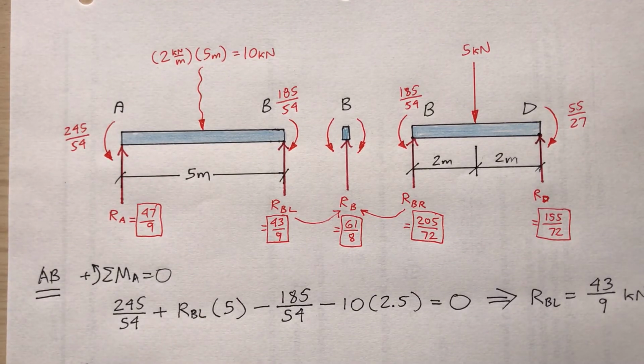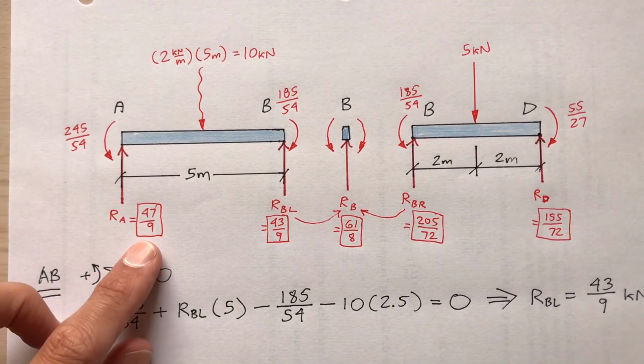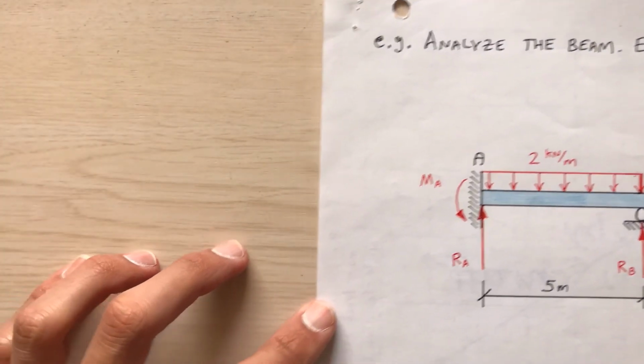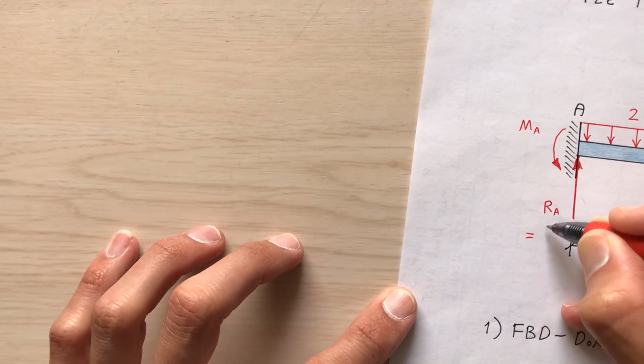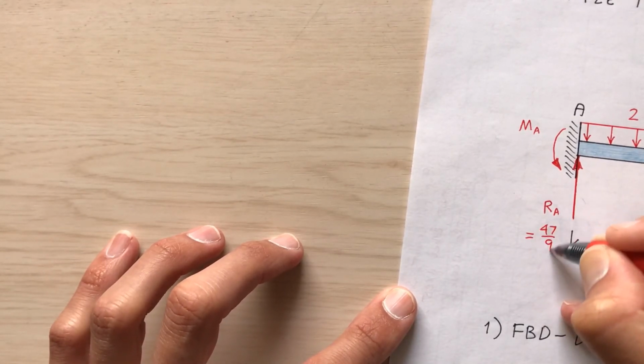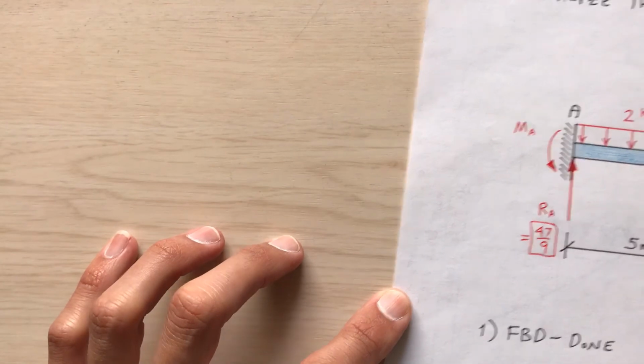Or do I? I'm going to go back to my original drawing. Reaction at A, 47 over 9. I'll keep the fraction, and you can figure out the decimals on your own. So this is 47 over 9 at A.